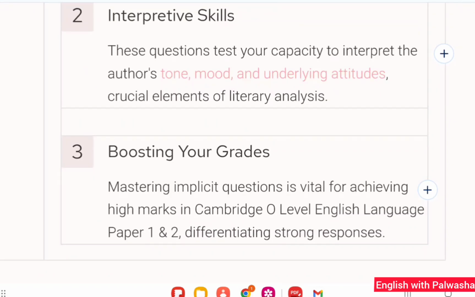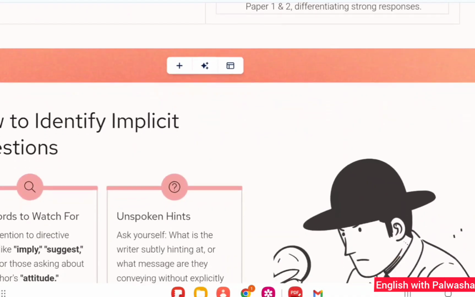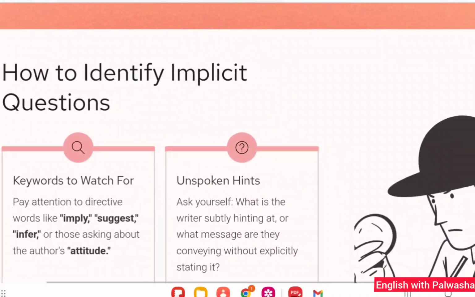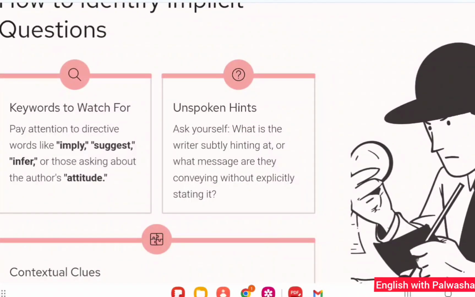Boosting your grades. Mastering implicit questions is vital. It's very important for achieving high marks in Cambridge O-Level English Language Paper 1 and 2. Differentiating the strong responses. So, how to identify implicit questions? There are some keywords to watch for. Pay attention to directive words like imply, suggest, infer, or those asking about the author's attitude.